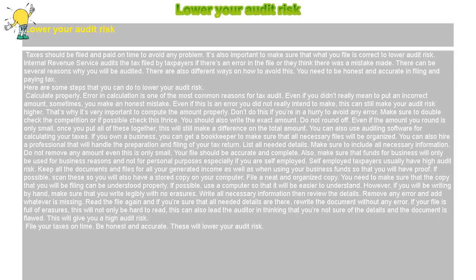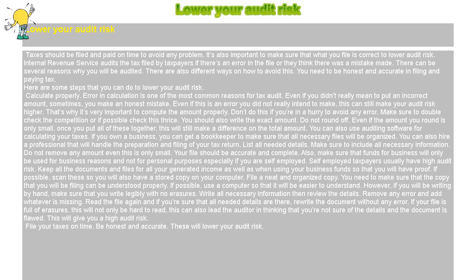The Internal Revenue Service audits the tax filed by taxpayers if there's an error in the file or they think there was a mistake made. There can be several reasons why you will be audited. There are also different ways on how to avoid this. You need to be honest and accurate in filing and paying tax. Here are some steps that you can do to lower your audit risk.